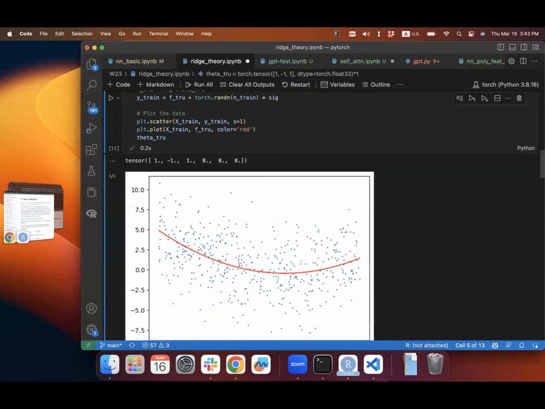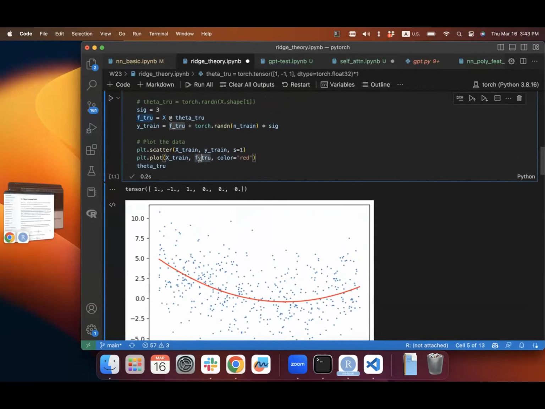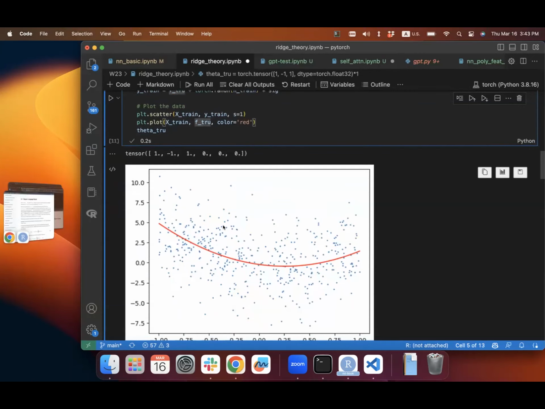So I'm plotting the true function here in red. So that's the degree 2 polynomial. And then the y trains are like random, noise level 3, so pretty scattered around this. Okay. And the power of statistics and machine learning is that you can recover this curve because we have 500 samples, although the things are all over the place.